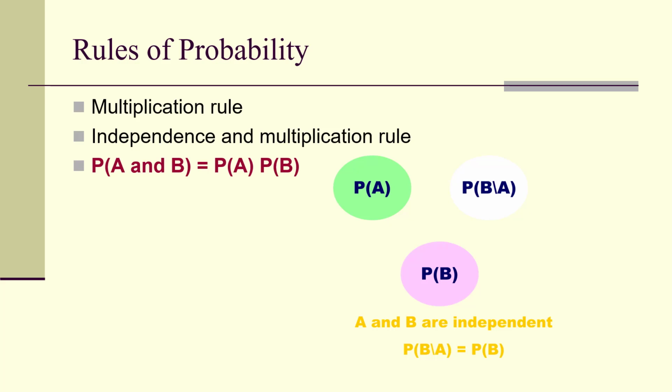For independent events, the probability of A given B is equal to the probability of A. We can use this formula to help determine whether two events are independent or not. When two events are independent, we can say that the probability of A and B is equal to the probability of A times the probability of B.